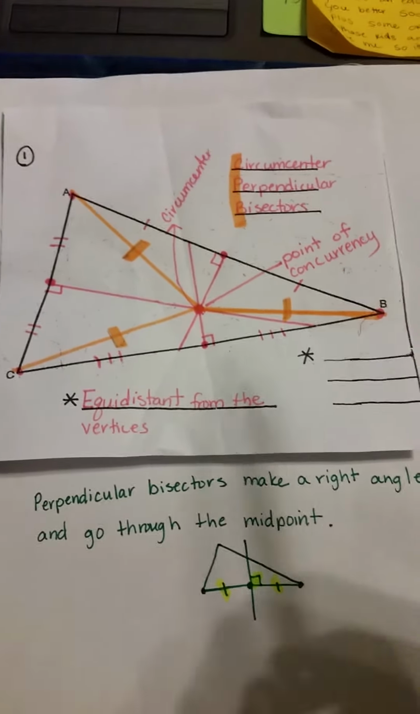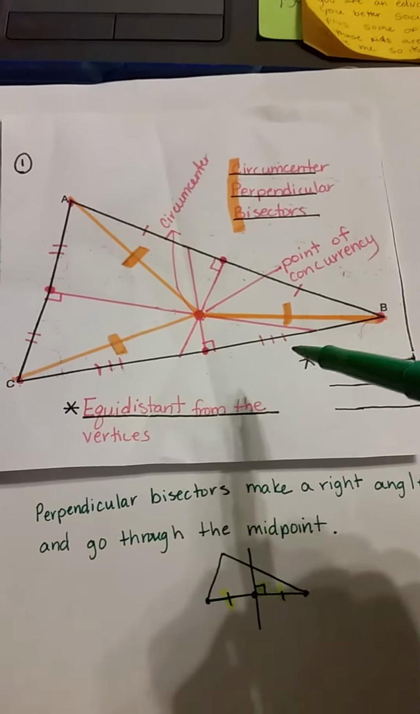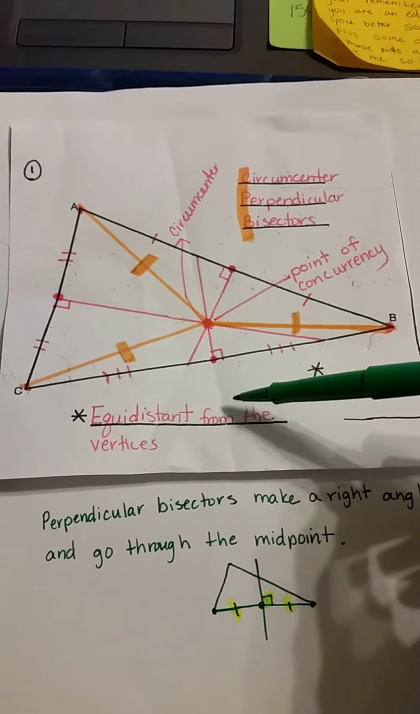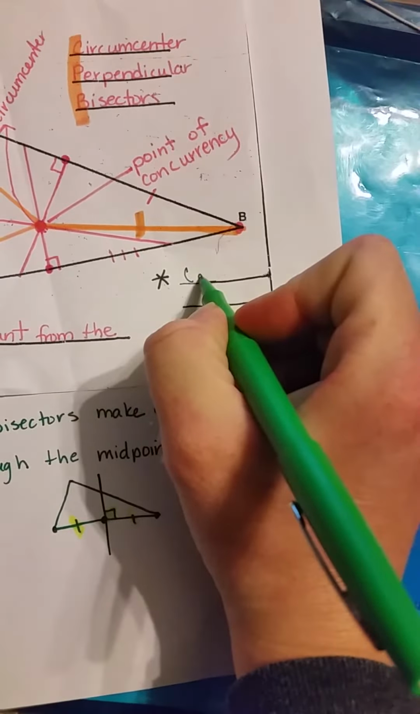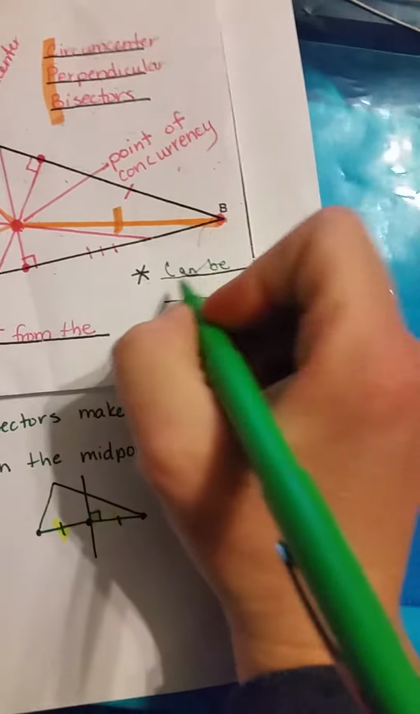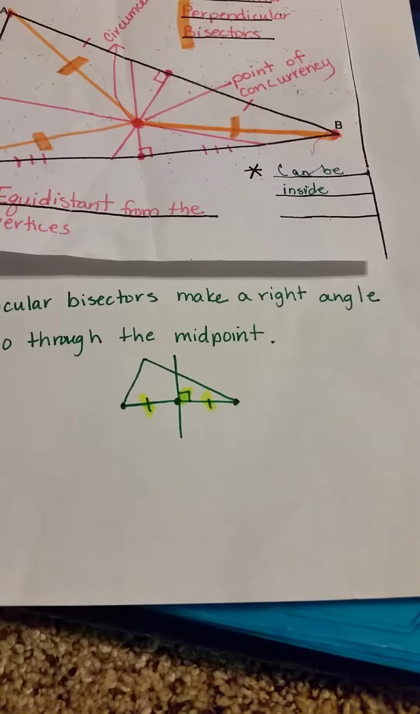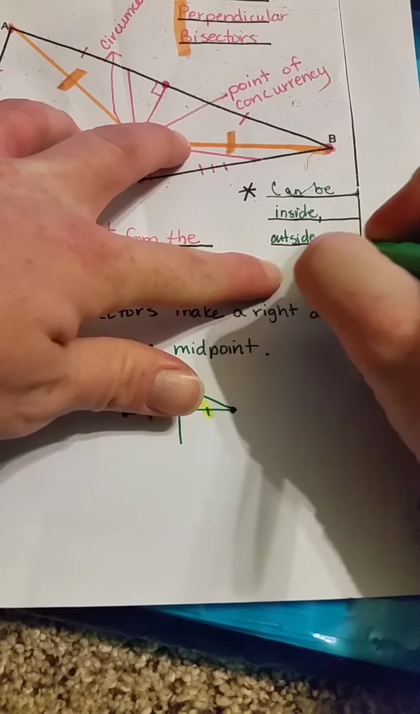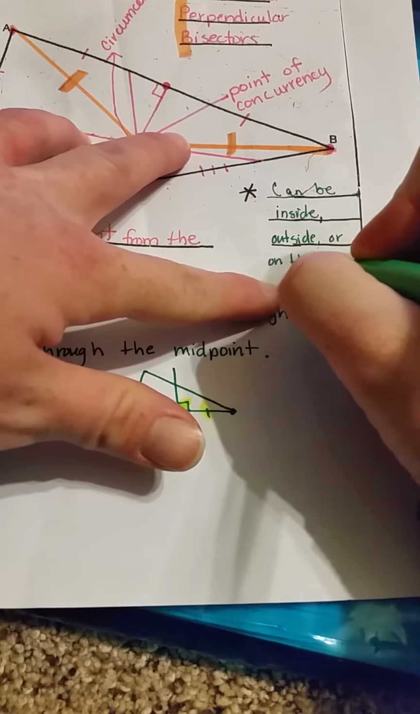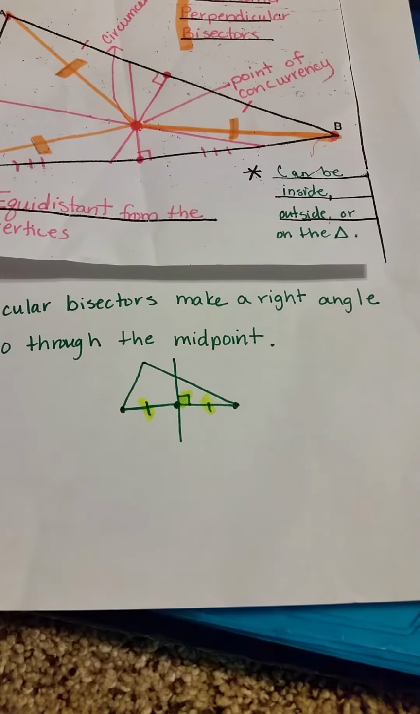All right, so now I want you to go back in your ISN to triangle 1. And we filled everything out about the circumcenter. It's made by perpendicular bisectors. It's equidistant from the vertices. The last thing I want you to know about the circumcenter is that it can be inside, outside, or on the triangle. Can be inside, outside, or on the triangle.